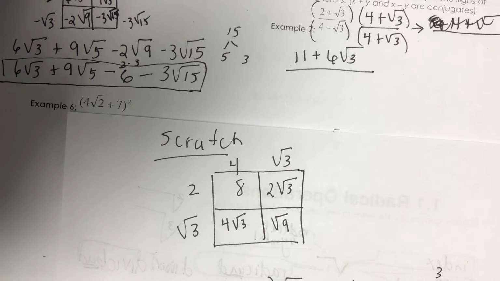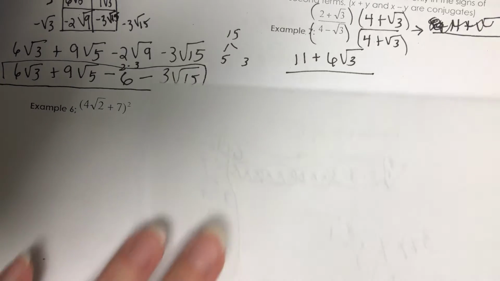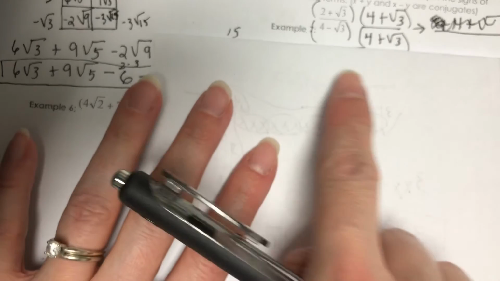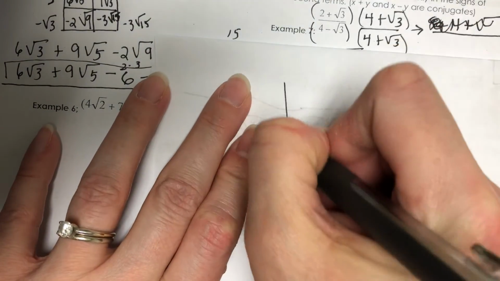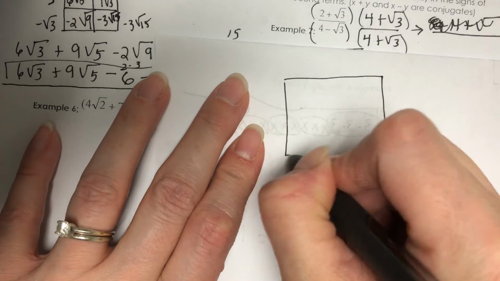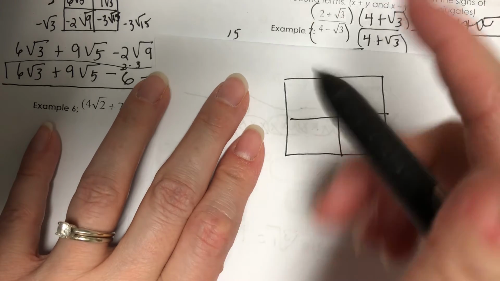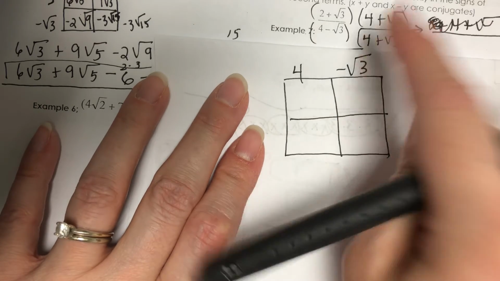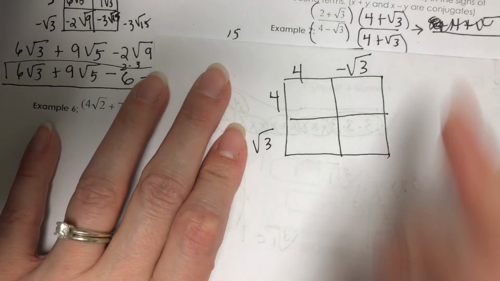What happens when you multiply conjugates together? Well, those radicals will magically disappear if we've done everything correctly. If you're multiplying 2 conjugates that have a radical, when we go through this process, we should not have a square root in our denominator after this. So let's go ahead and set up our box. 4 and negative square root 3, 4 and positive square root 3 goes on the top and the sides.